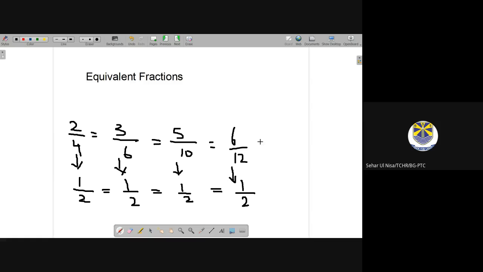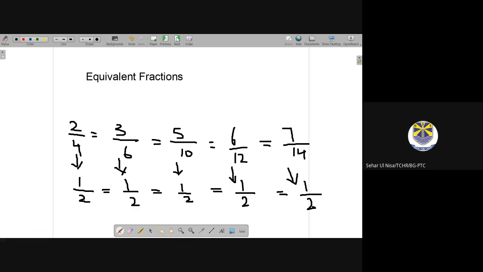So you can also write any other example. For example, 7 by 14. When you simplify 7 by 14, 7 ones are 7 and 7 twos are 14. So it is giving you the same value, 1 by 2. So you can say 2 by 4, 3 by 6, 5 by 10, 6 by 12, and 7 by 14 are equivalent fractions, because when you simplify them, they will give you 1 by 2 in return. Is that clear?